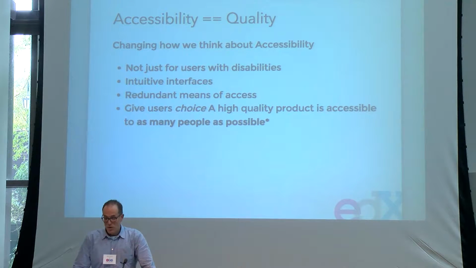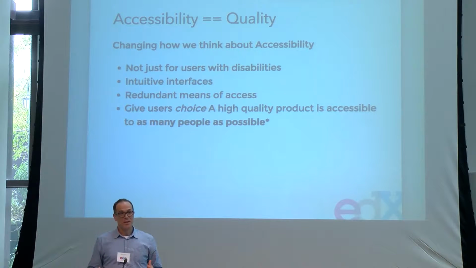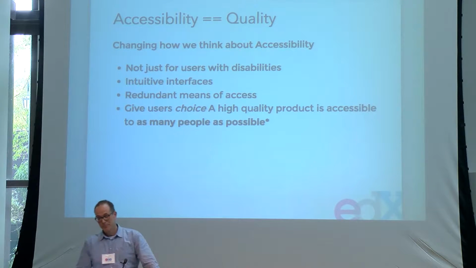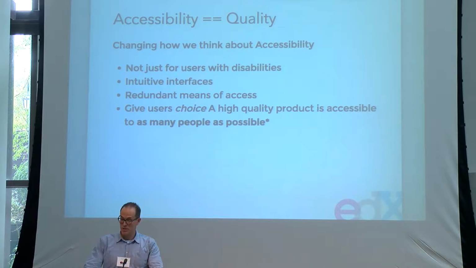So before I do that, I want to fundamentally change the way we think about accessibility. Traditionally, accessibility has been used in the context of people with disabilities. But what I hope to demonstrate here is that everyone benefits from a well-designed quality product, designed to be accessible to as many people as possible, just like the curb cut and the doors that open automatically.